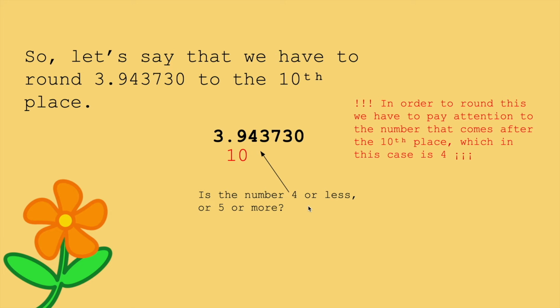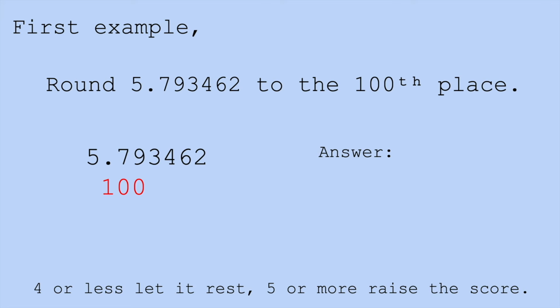It's very important to memorize that phrase that I just mentioned so that you know that 4 or less, you let it rest, 5 or more, you raise the score. So for our first example here, it's asking us to round 5.793462 to the 100th place. So I placed the phrase right here at the bottom of the screen so that we do not forget it, because that's really important for us to remember.